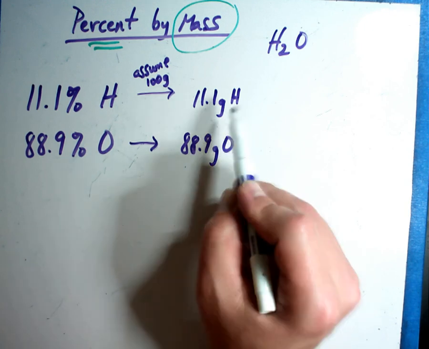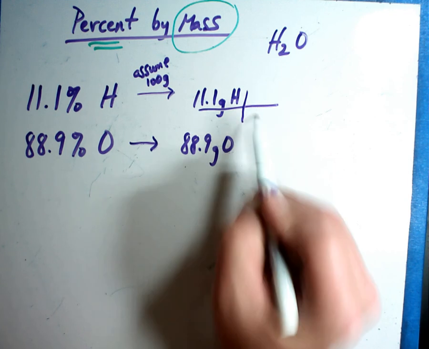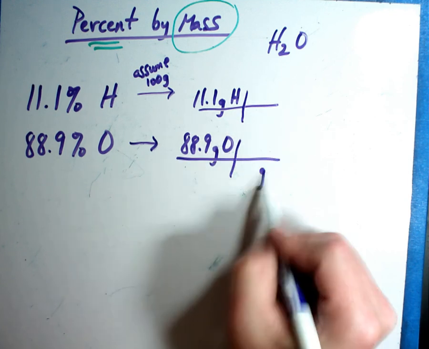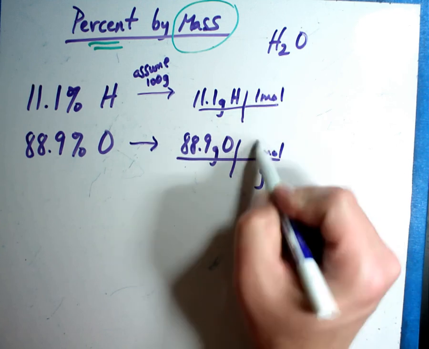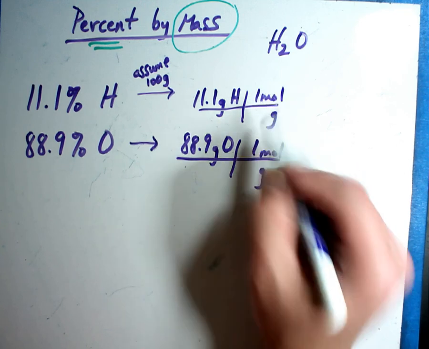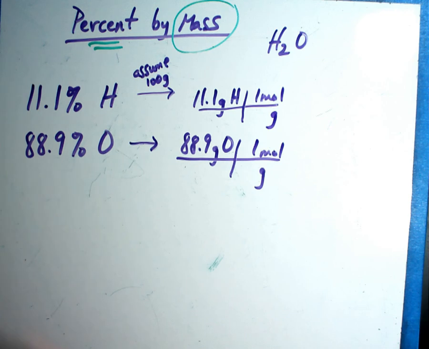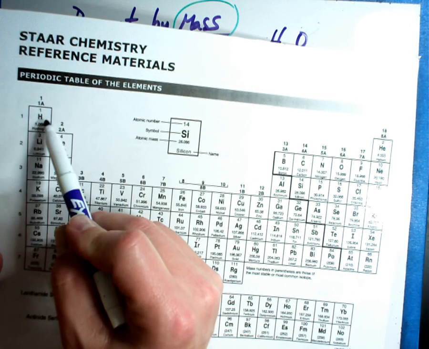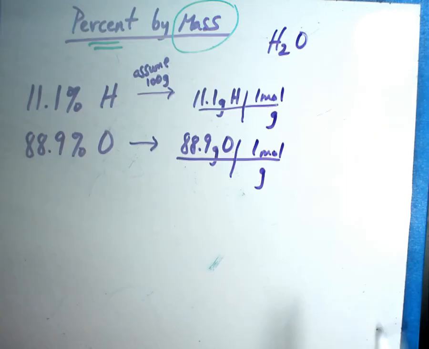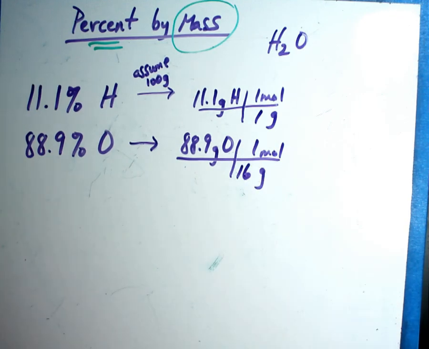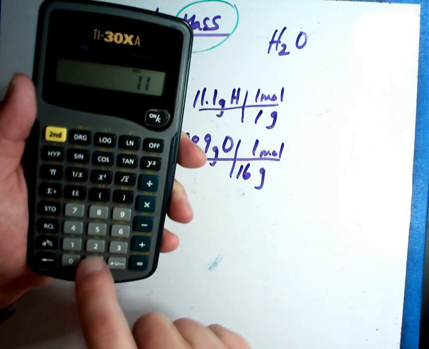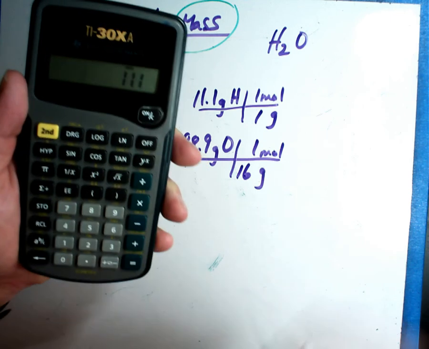Now, I can't compare anything in grams. I have to turn those grams into moles. And you've done this before. 1 mole, it's always a 1 with mole, has grams. Now what we're going to do is use the chart again, using the weights off the chart. Hydrogen's a 1, oxygen's a 16. Now, all you do is this. 11.1 divided by 1 is 11.1.